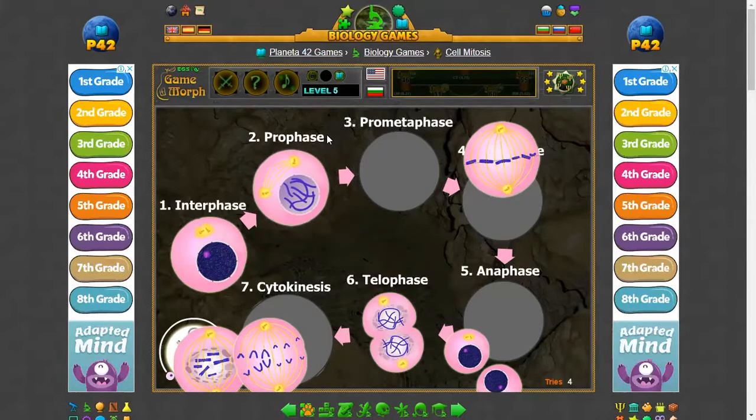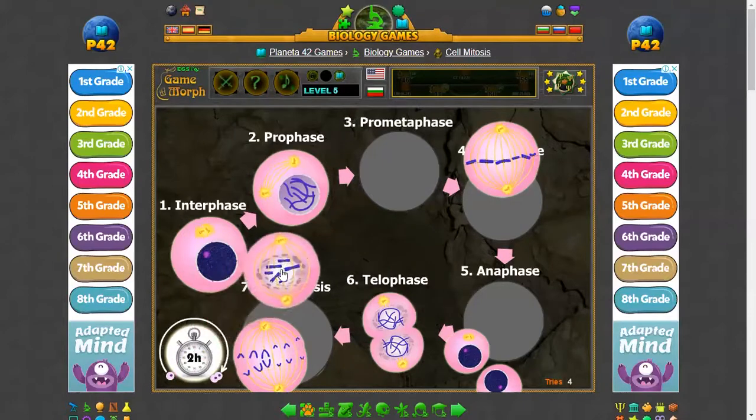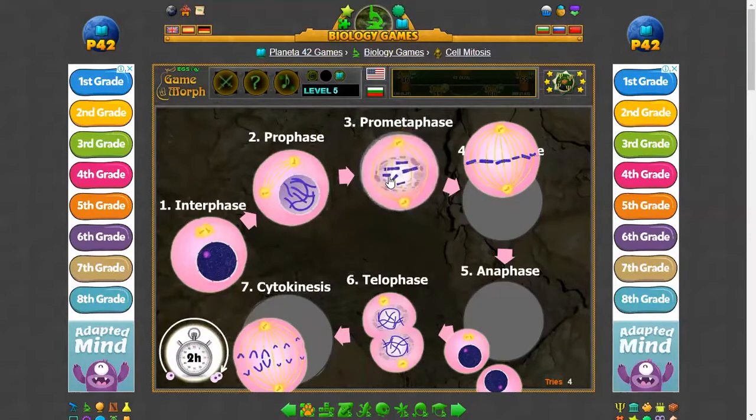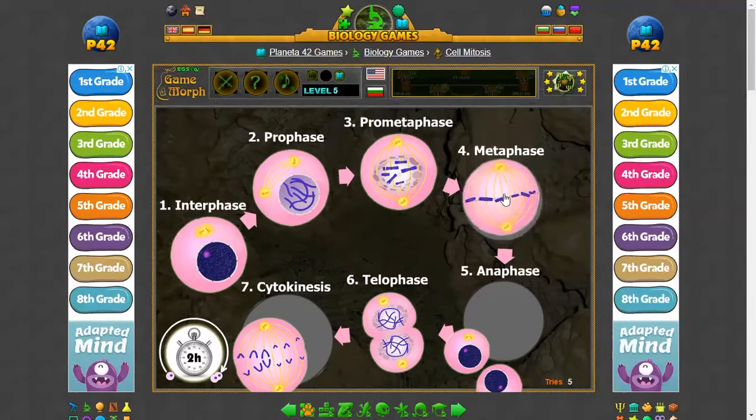Then the next phase, Pro-Metaphase. This is a Pro-Metaphase. Metaphase, what happened in the metaphase? The nuclear membrane is dissolved. Paired chromatids align at the cell equator. Here the chromatids are aligned at the cell equator. So this is a metaphase.